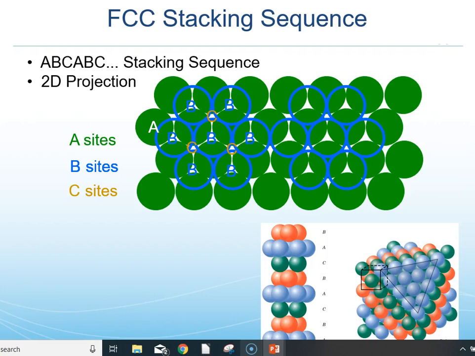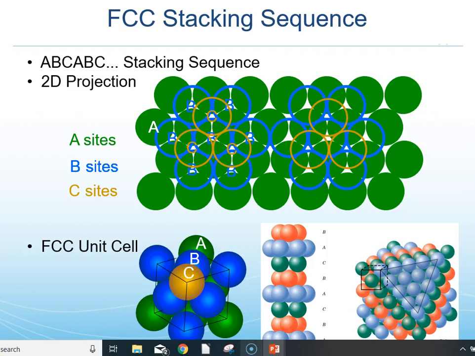Those close packed planes that we just laid up are what we will call the 1-1-1, or the body diagonal plane, in an FCC crystal. So there's C being filled out. And that's what it looks like on our unit cell.